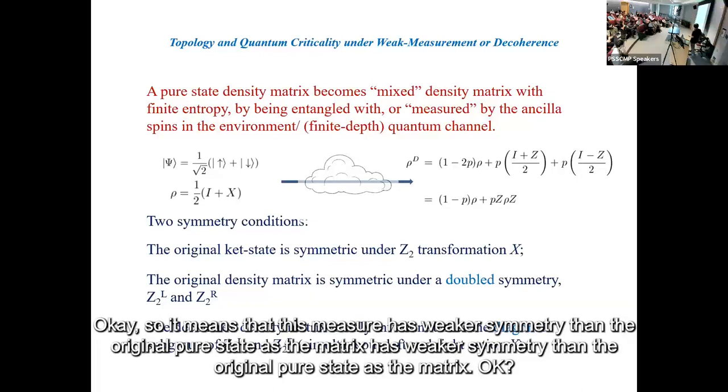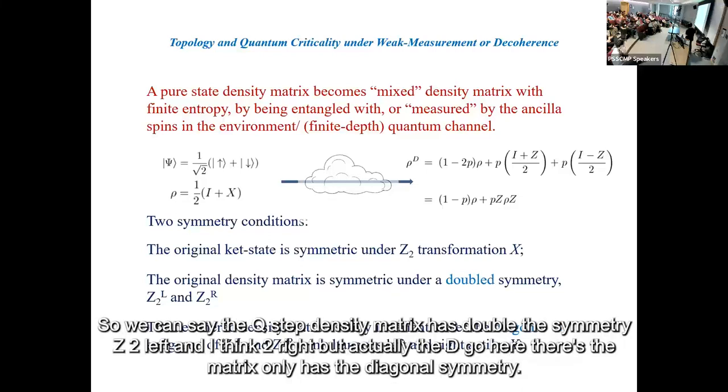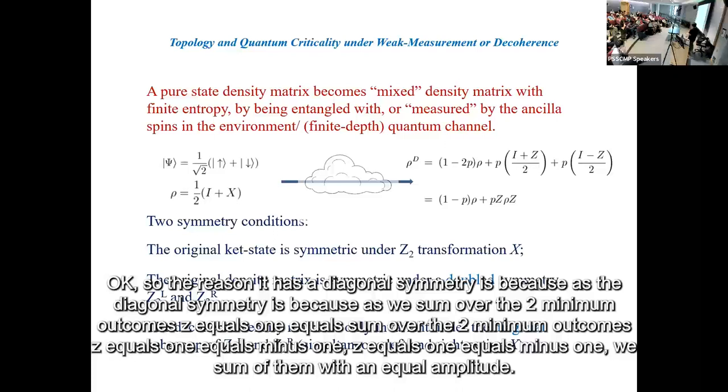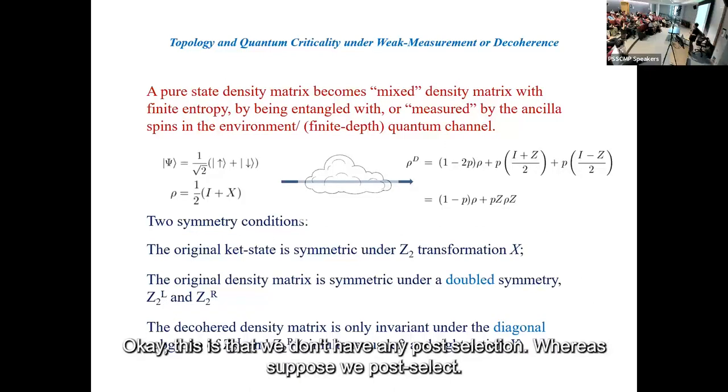So this density matrix has a weaker symmetry than the original pure state density matrix. We can say the pure state density matrix has double symmetry, Z2 left and Z2 right, but the decoherent density matrix only has the diagonal symmetry. The reason it has a diagonal symmetry is because we sum over the two measurement outcomes, z equals 1 and z equals minus 1, with equal amplitude. This is the case where we don't have any post-selection.